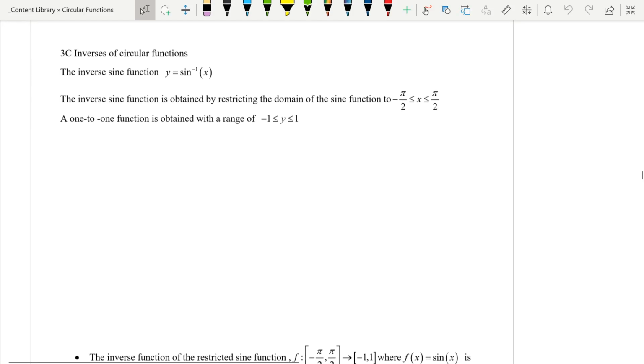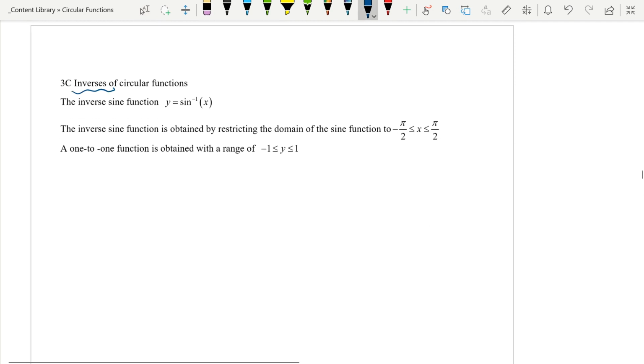My first question will be from methods you learned. What kind of function can have an inverse? One-to-one. Okay. To have an inverse, I need a one-to-one function.